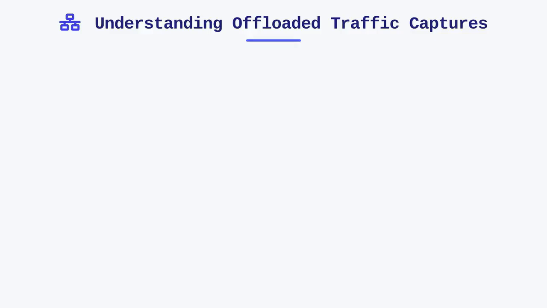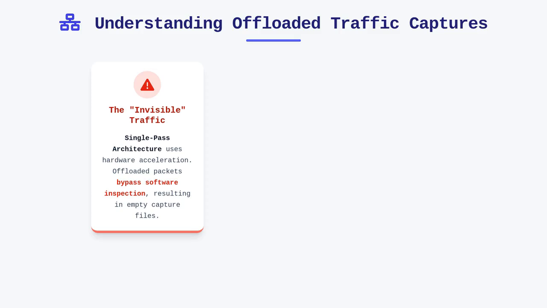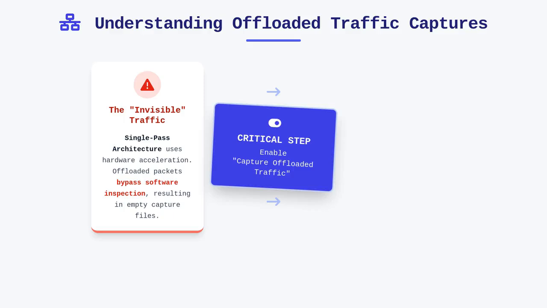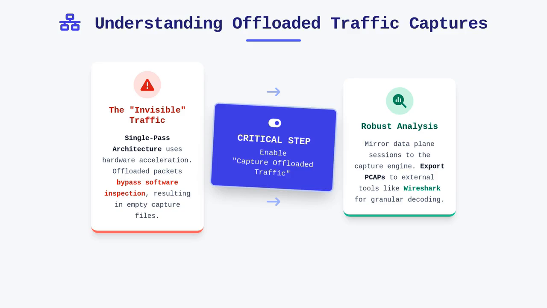A frequent point of confusion involves offloaded traffic, as the single-pass parallel processing architecture often utilizes the data plane's hardware acceleration to move packets quickly. When a session is successfully offloaded to the processing engine, it effectively bypasses the software-based inspection logic that standard packet captures rely upon to generate logs. To view this traffic, you must explicitly enable the capture of offloaded traffic, which instructs the data plane to mirror these sessions to the capture engine. Failure to do so will frequently result in empty capture files even when you know traffic is actively passing through the system, erroneously leading you to believe the traffic has ceased.